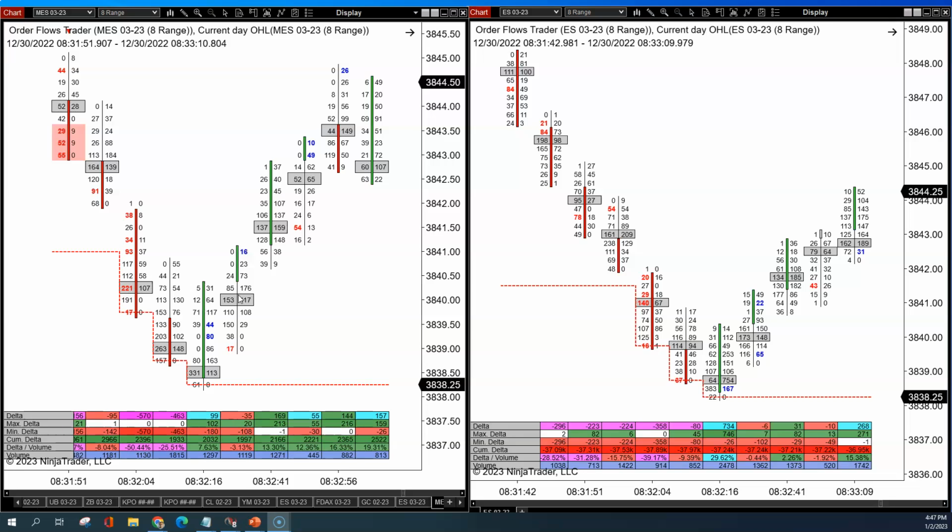All right, so one of the questions I got recently was concerning MES versus ES. Which one is better? Obviously, there's a big difference in contract size. The micro minis, the MES, trades at a much smaller contract size relative to the ES. They both trade very good volume, and honestly, the way I treat them both is as separate contracts in terms of trading.